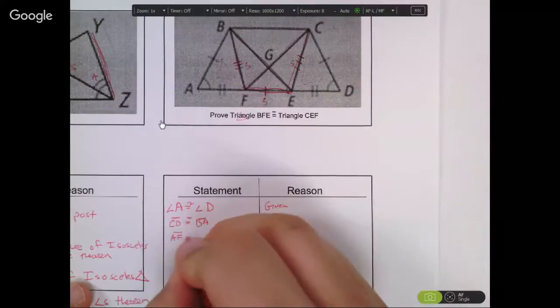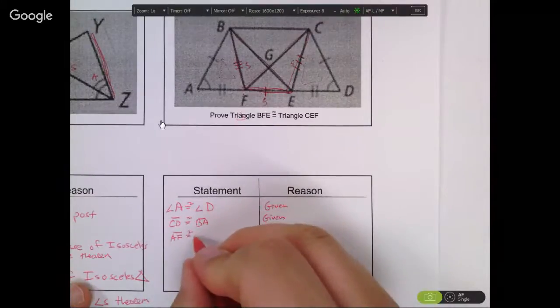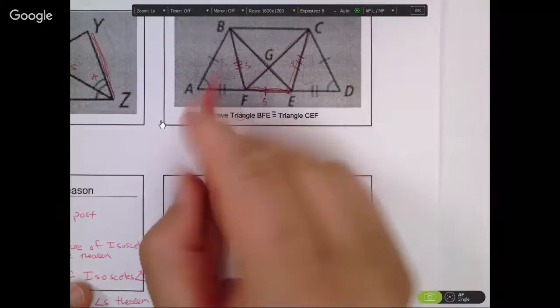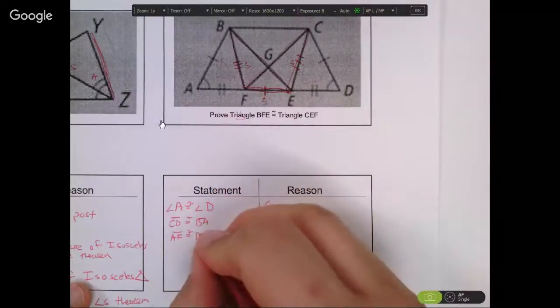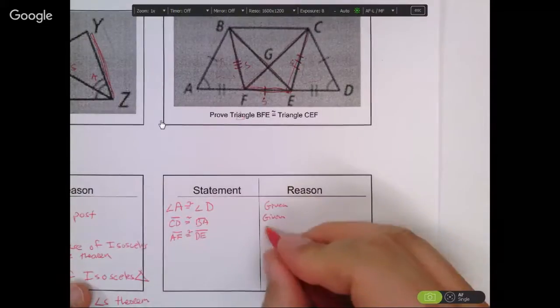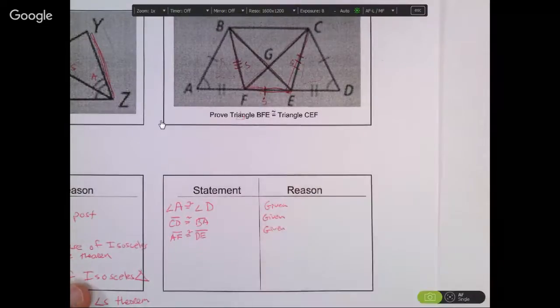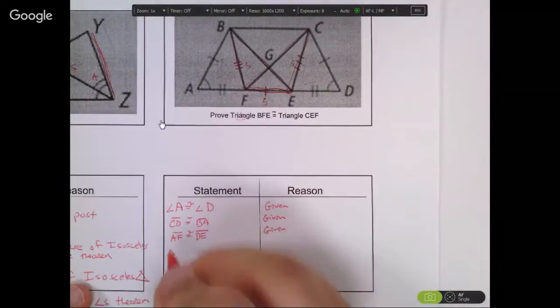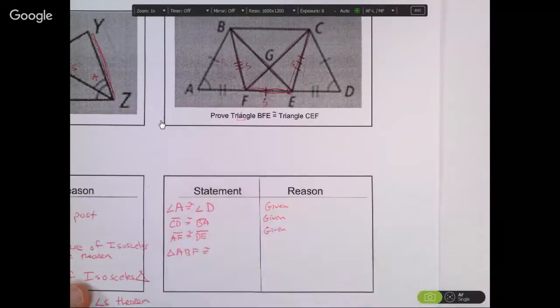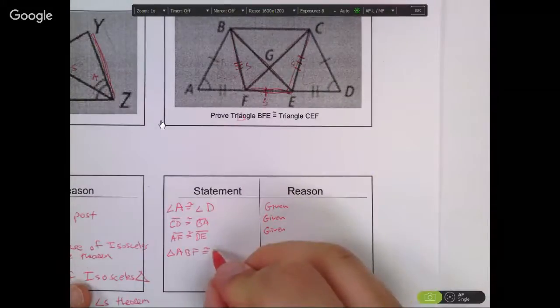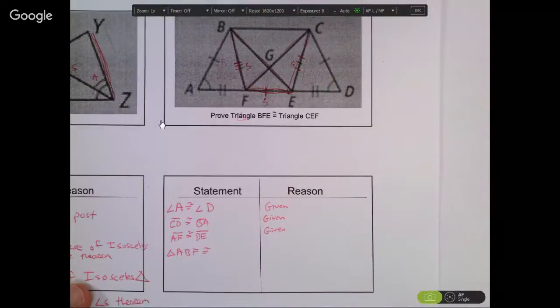AF is congruent to, if we say AF, then we should say what? We should say DE. Exactly, you have to keep something in order. And therefore, triangle ABF is congruent to triangle EBC. We don't need to do that. I agree, but you said it in the wrong order. Okay. ABF.